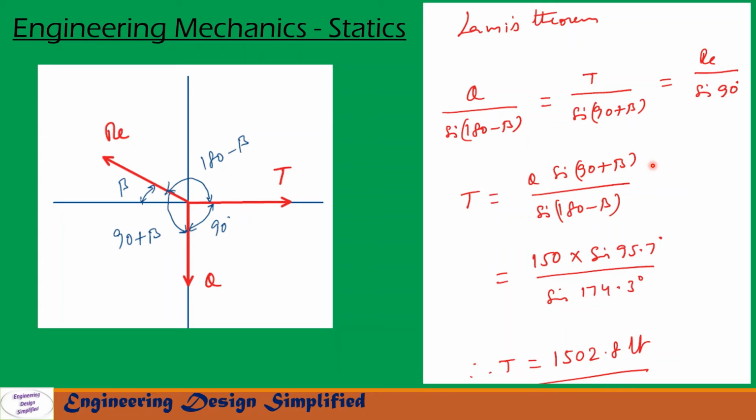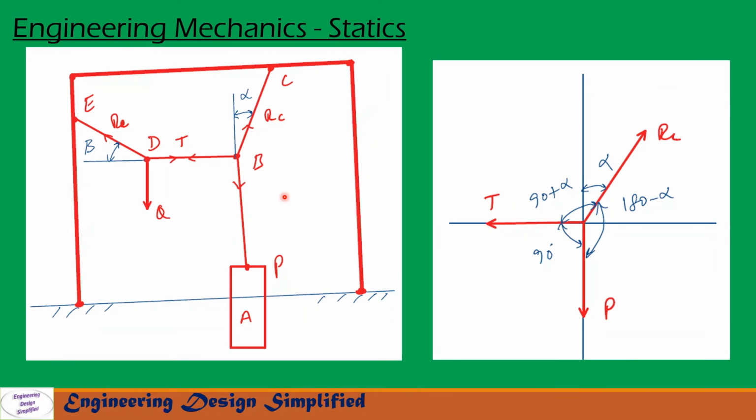we need to multiply that by 180 divided by pi. So that will become 5.7 degrees. So 90 plus beta will become 95.7 degrees, and 180 minus beta will become 174.3 degrees. So after simplification we get T equal to 1502.8 lb.